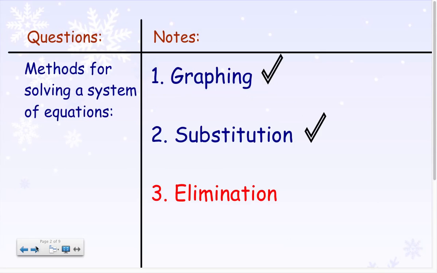Just a reminder, our three methods for solving a system of equations include graphing, substitution, and elimination. You now know how to graph, which we did in 6.1. You know how to do substitution, which we did in 6.2. And now we're going to do elimination in 6.3 and 6.4. But keep in mind, it's three different ways to do the same thing. You're getting to the same answer no matter which method you choose.